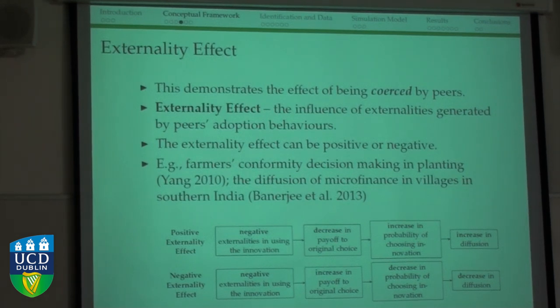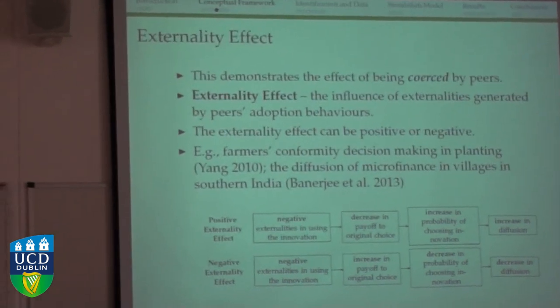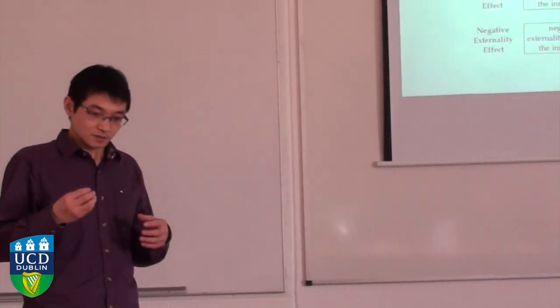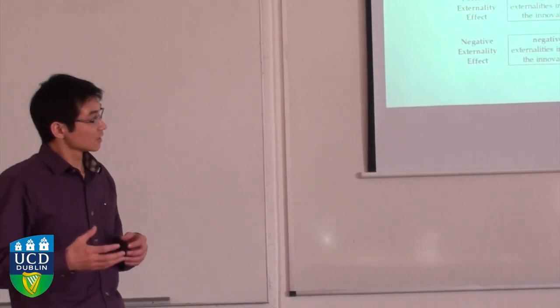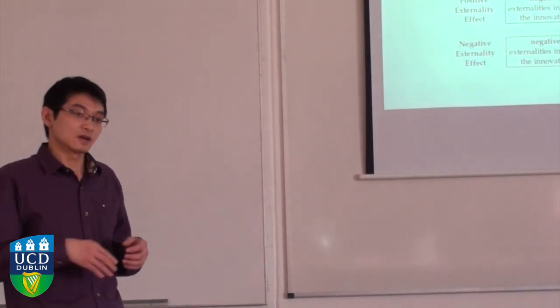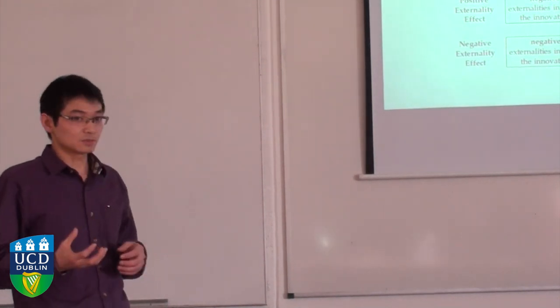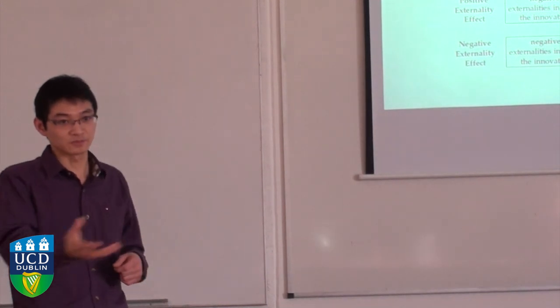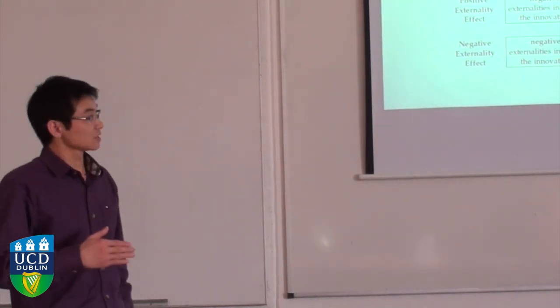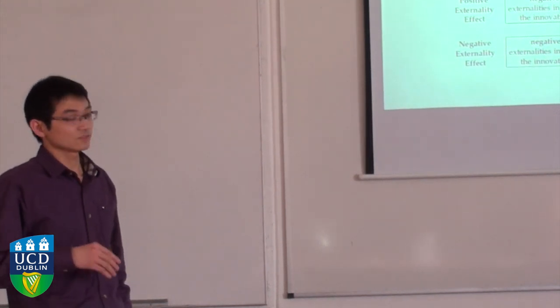And we also find similar effects in other cases. Especially Banerjee and his colleagues find a negative externality in the diffusion of microfinance in villages in India. They find that households don't need to adopt the microfinance when most of their neighbors have already adopted it, because they can just earn money from their neighbors. So this is an example of a negative externality effect.